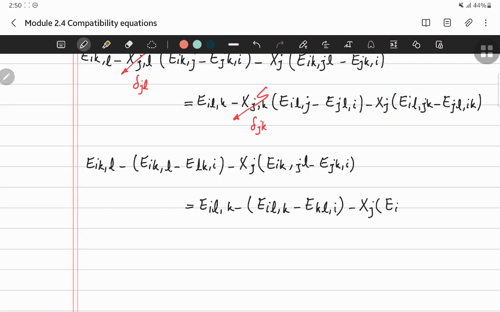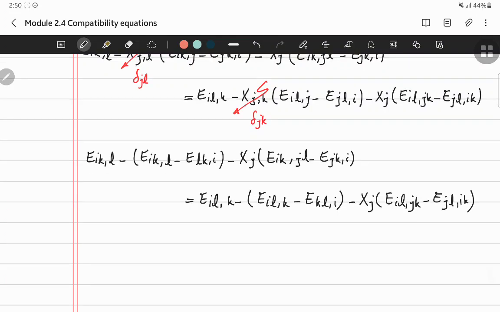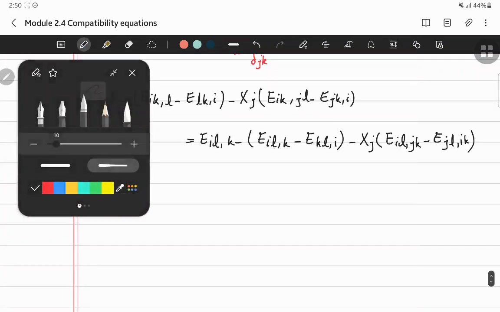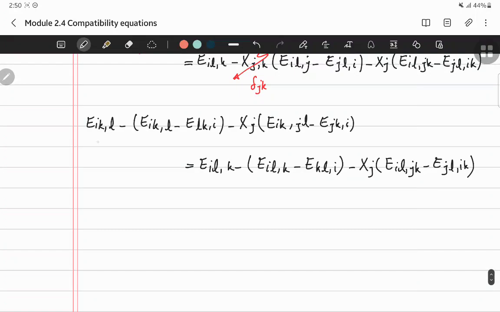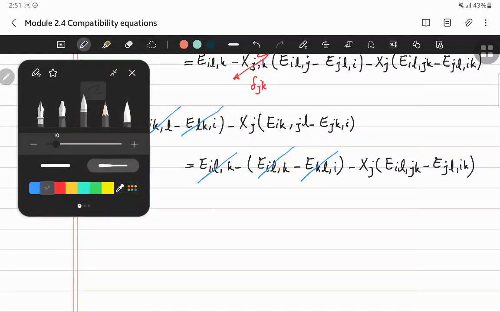XJ is E, I, L, J, K minus E, J, L, I, K. All right. So if I see in here, I can simply get rid of this term and this term, because if I swap K and L, they are equal to each other. This is also the same in here. K and L, K and L. This is also the same in here. I have LK, I have LK, KL. I can get rid of this. So I only have these terms in here.